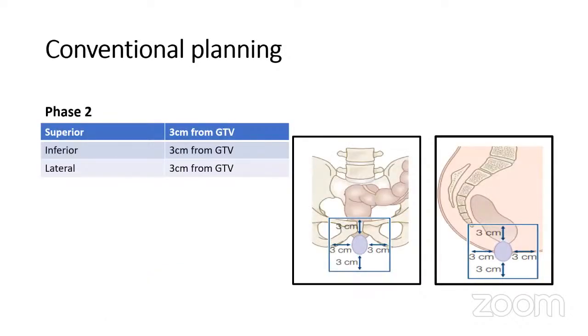In phase two, I'll discuss the beam arrangements after the boundaries for this phase two. So in phase two, if you see the superior and inferior and lateral, it's very simple. You find where the level of the tumor is and then mark 3 centimeter above, below, medial, all around the tumor. So that would mark the boundaries for phase two.